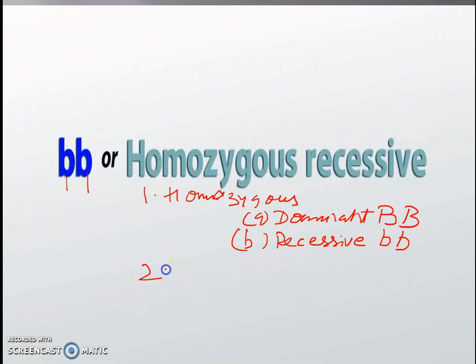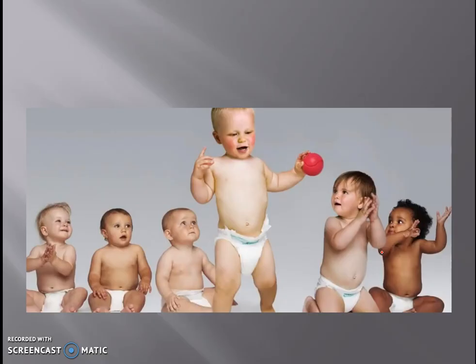Another option is going to be heterozygous. When we are talking about heterozygous, we are saying that there is going to be a presence of one dominant and one recessive. These were the three possible outcomes of the genetic makeup, genes which can be passed on to the offsprings.